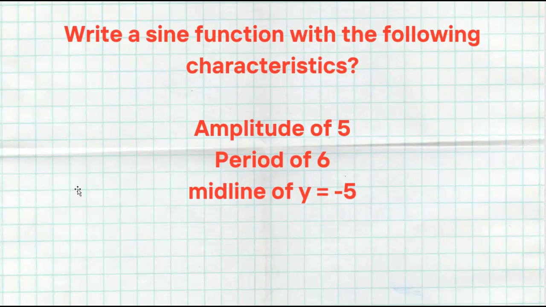Here we see words, right? Write a sine function with the following characteristics. All right, so my amplitude is 5. That means my A value needs to be 5. My period is 6. This is where we got to do a little bit of work. I want to emphasize that.